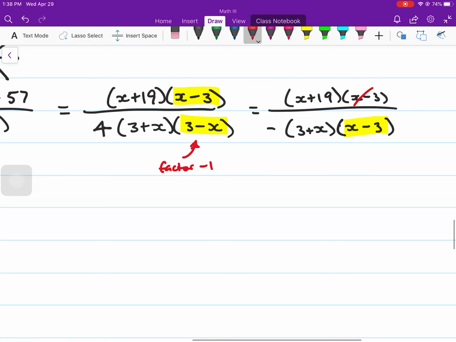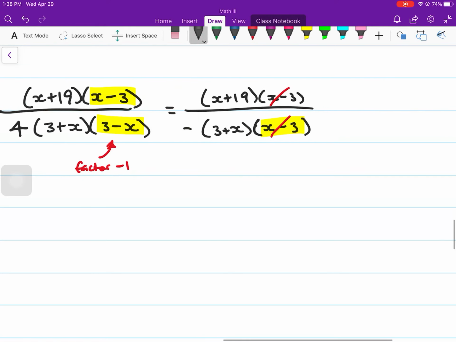And now that they're the same, we can go ahead and cancel them, and we'll be left with negative, let's put the negative out in the front and the middle, x plus 19 over 3 plus x, or really just x plus 3 is the same thing.